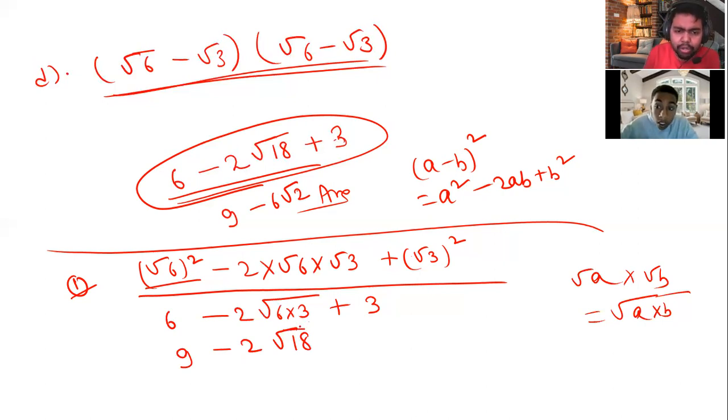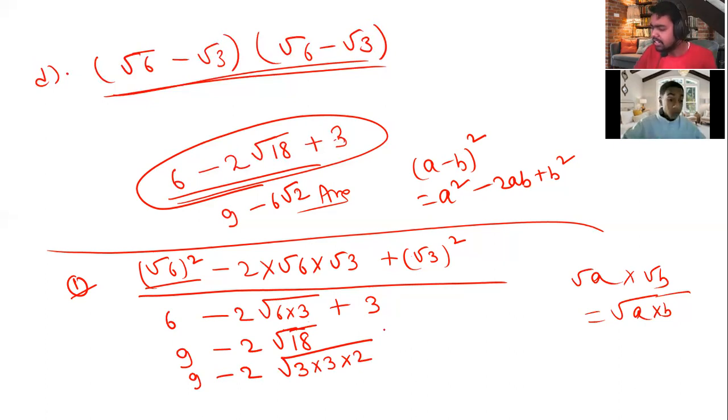But one step more you can solve. See, try to understand how you can solve one more step. See, 9 minus 2. Can I write root 18? Can I write root 18 as 3 times 3 times 2? That is root 18. Can I factorize and write root 18? Tell me, can I write that?